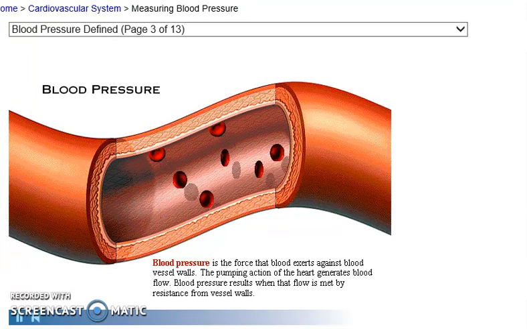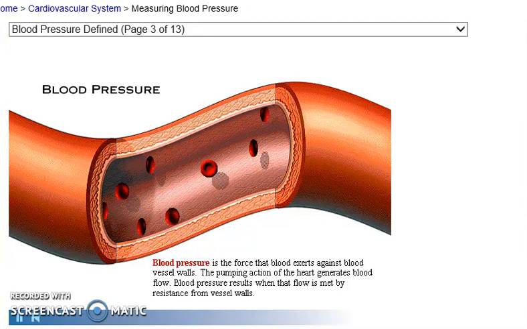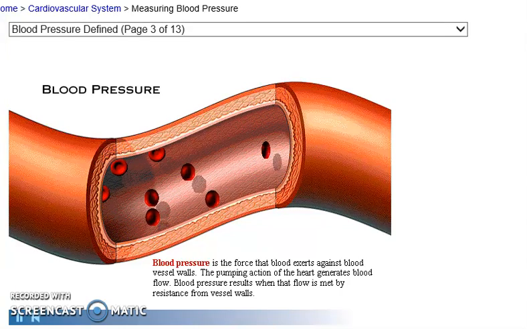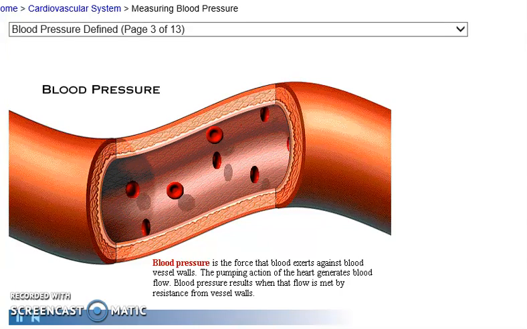For instance, a blood pressure of 120 millimeters of mercury is equivalent to the pressure exerted by a column of mercury 120 millimeters high.